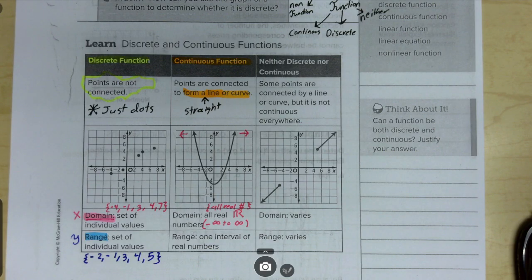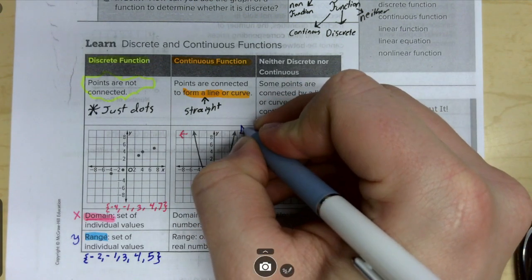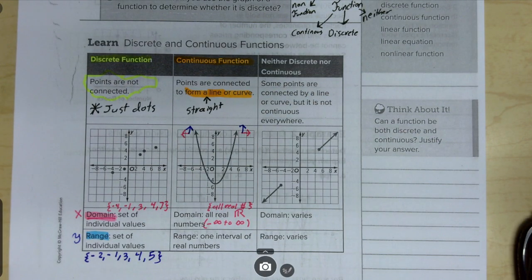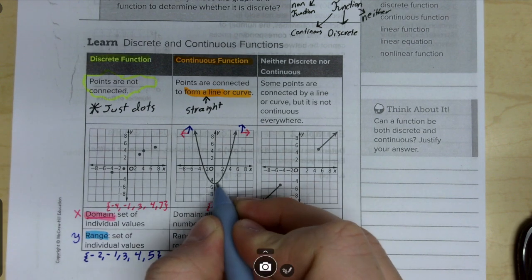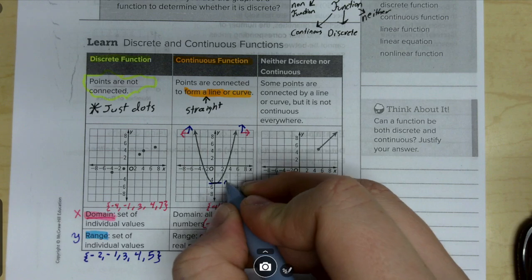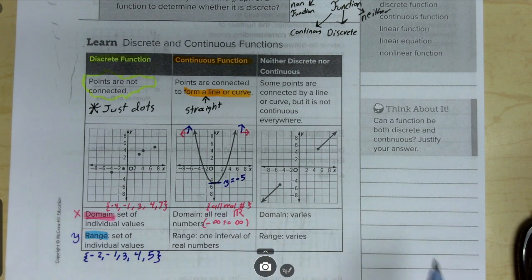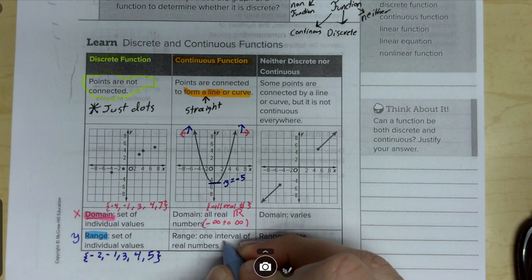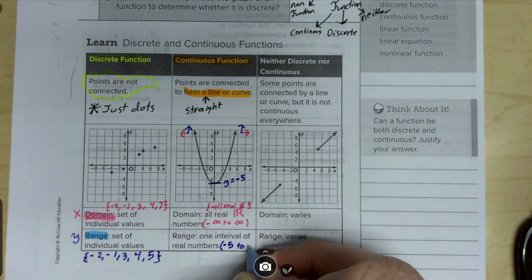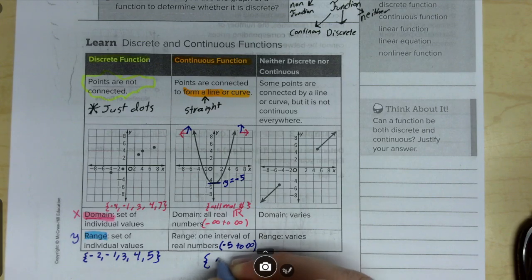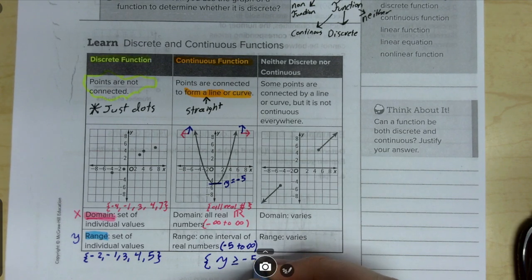Now, if we take a look in the y direction, which is up and down, these arrows are only pointing up. What that tells us is our y values have a bottom limit right here. This is y equals -5. So the range is going to start at -5 and go to infinity. So that's y greater than or equal to -5.